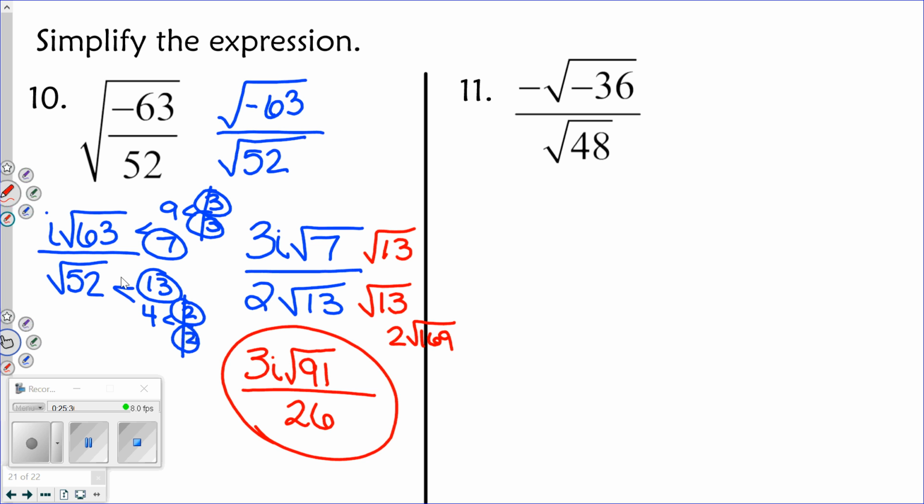If you have questions, make sure you ask, okay? If I hear silence, I assume we're good, and I'm just going to keep going. Good? Okay. All right, number 11.